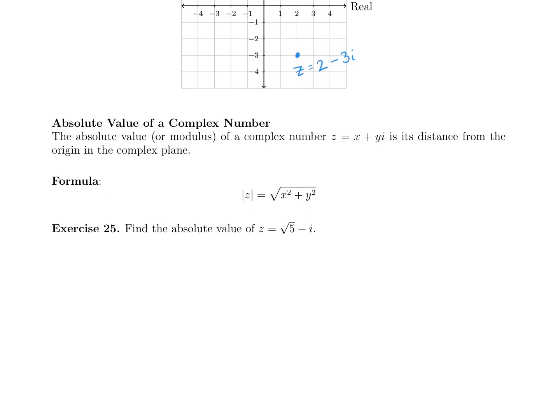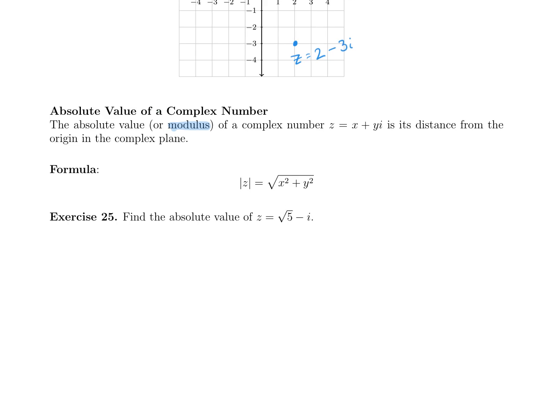So let's look at that. The first formula that they give us is the absolute value of z, which is also known as the modulus of a complex number, is given by the square root of x squared plus y squared. Okay, so let's find the absolute value or the modulus of this point in this next exercise.